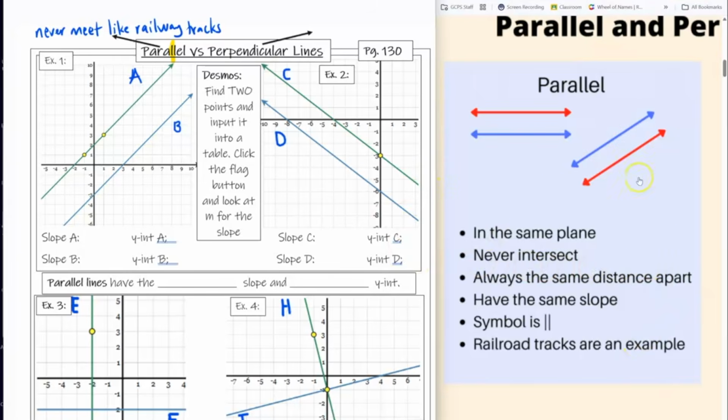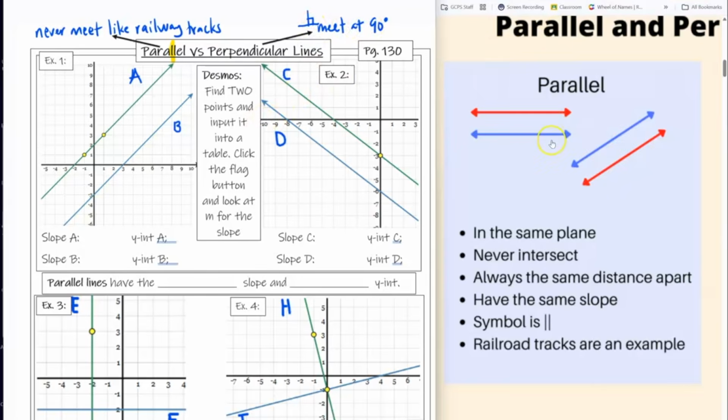On the other hand, perpendicular lines, they do meet, but they meet in a special way. For perpendicular lines, I think of an upside down T, and they always meet at a 90-degree angle. My T is curved for some reason, so let me draw it again. So upside down T, that's the symbol for it, and they always meet at 90 degrees. If it is not 90 degrees, then it is not perpendicular.